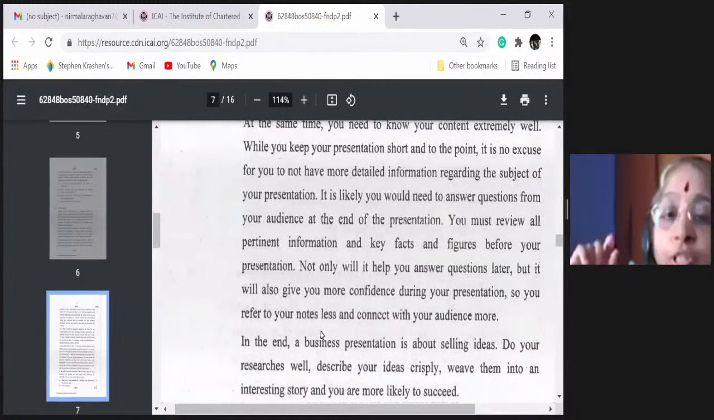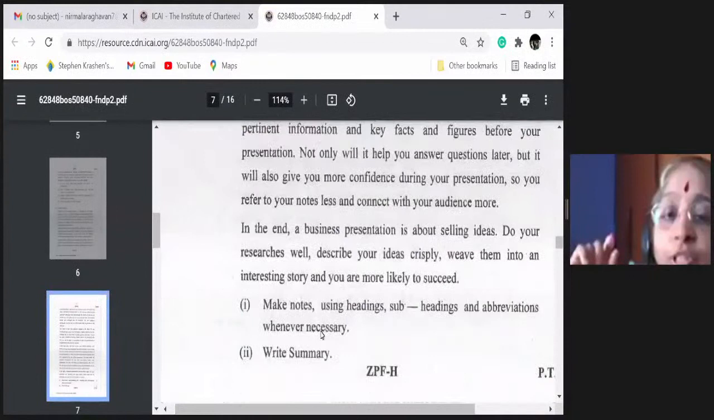Now about the summary. Summary is beautifully summarized here in the last 3 lines, the last paragraph. You see, it says, in the end, a business presentation is about selling ideas. Do your research as well. Describe your ideas crisply. Weave them into an interesting story, and you are more likely to succeed. But this is very, very short. So when we say 25% of the original passage, you can add something more. So you can use the same 3 lines and add something more from the other passages.